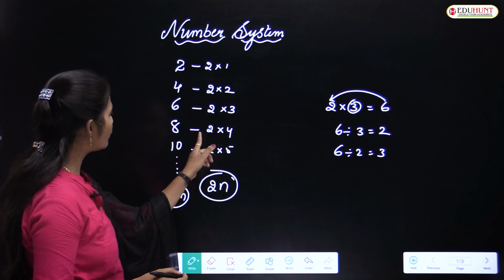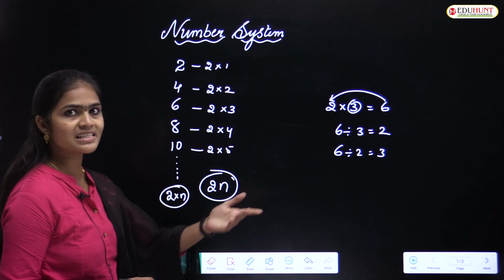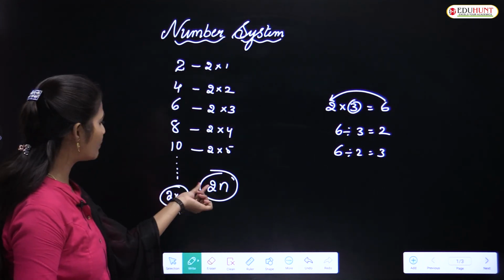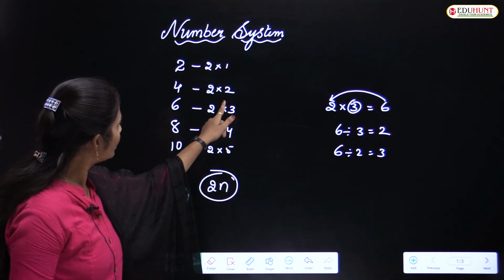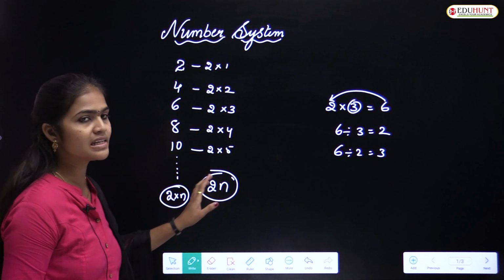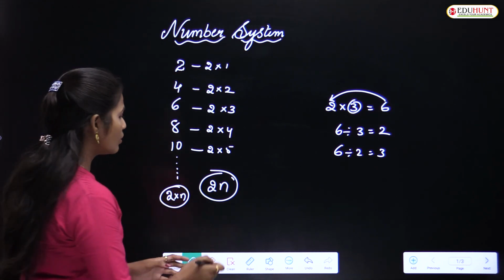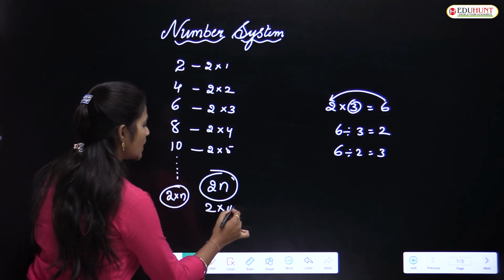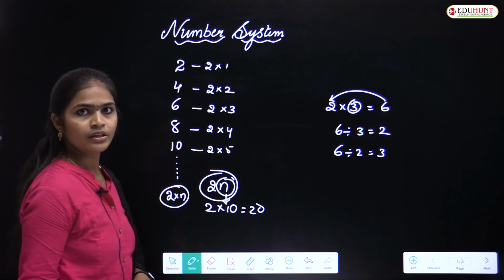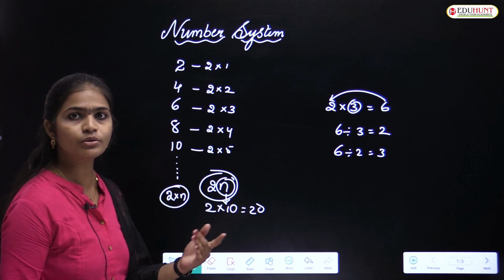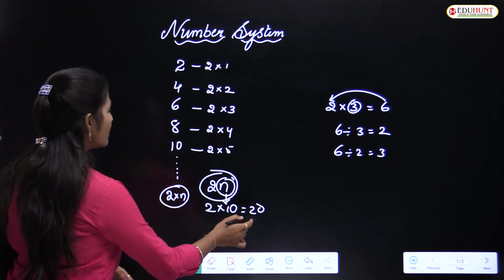Here 2 into 5, 2 into 4, 2 into 3. Which number is changing here? The constant one is 2, 2 is not changing. Here only this value is changing, no? So I have taken this as some n. So here 2 into 10 is equal to 20. In the place of n I have taken 10, so 2 into 10 is equal to 20. So that's why we got 20 here.